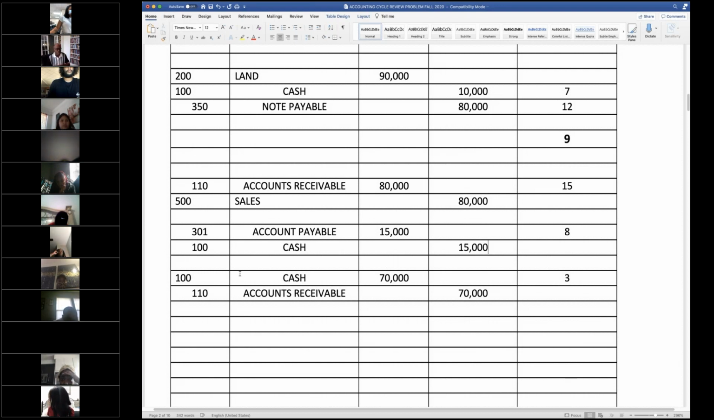These two transactions kind of go together. You do the work, people owe you, accounts receivable. When you get the cash from them, then you credit the receivable.